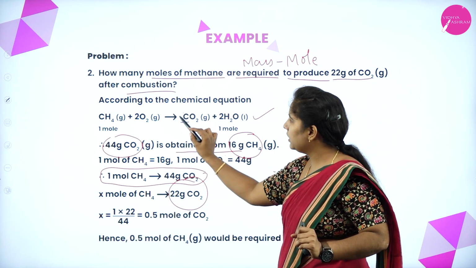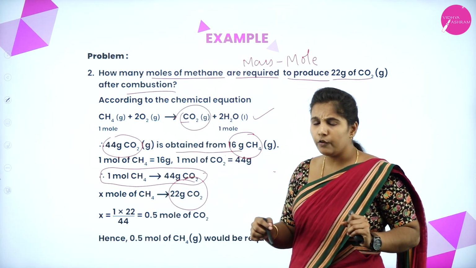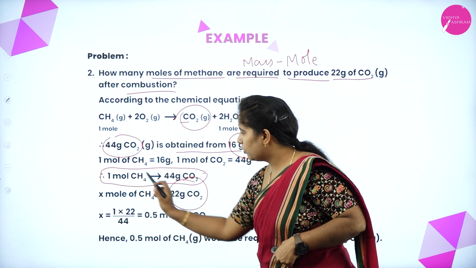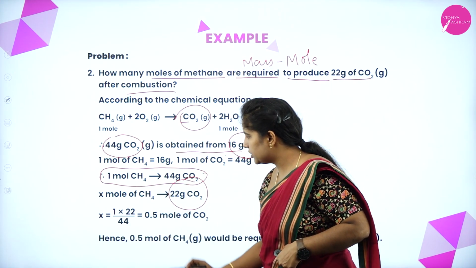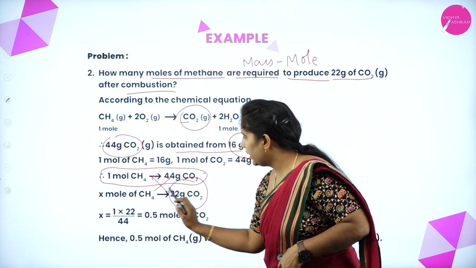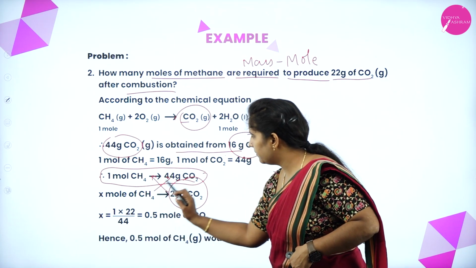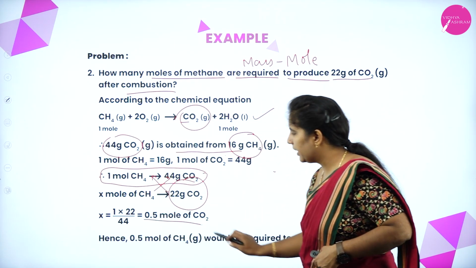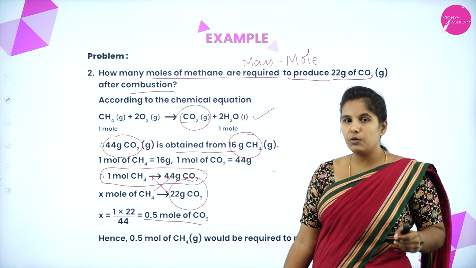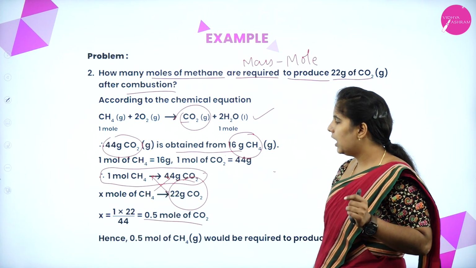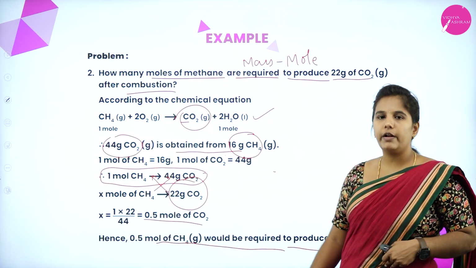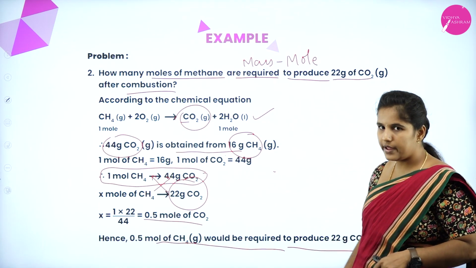So this is one we need to calculate from the above problem. Understood? If you cross multiply these two equations like this, you get 1 into 22 divided by 44. So you will get 0.5 moles of carbon dioxide.